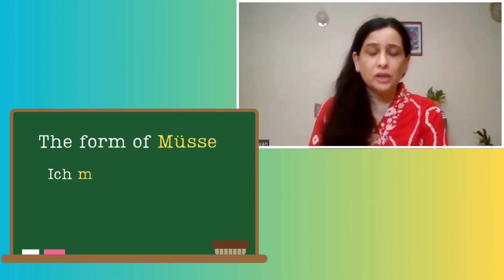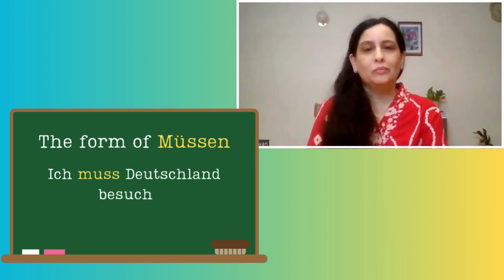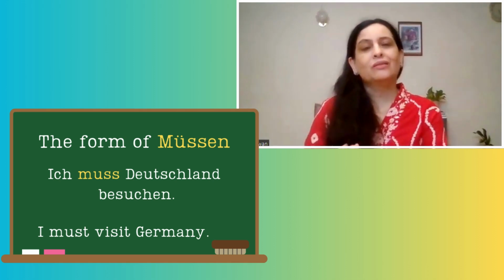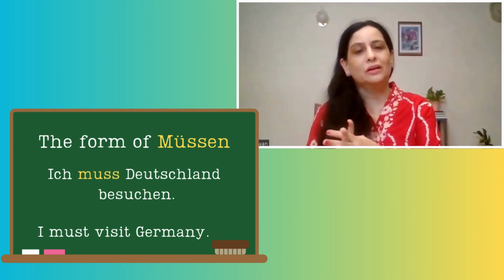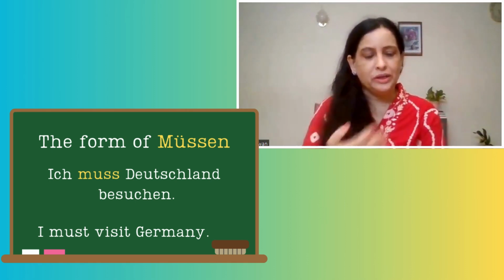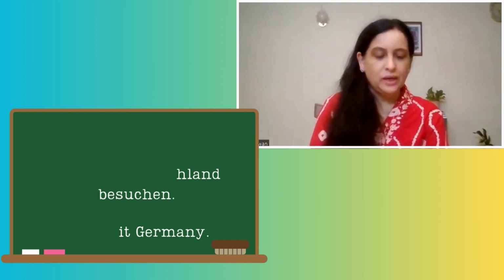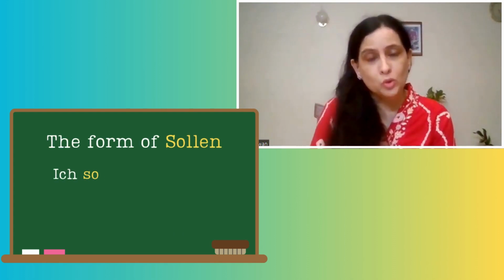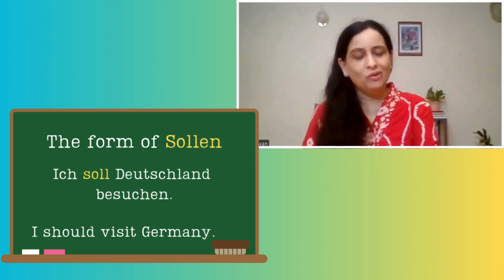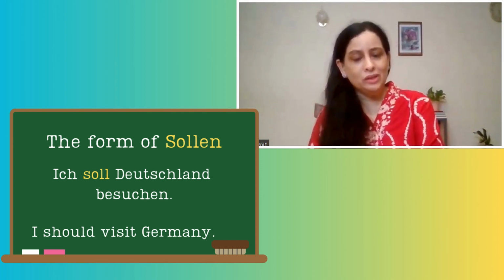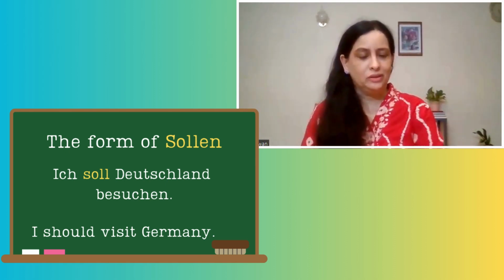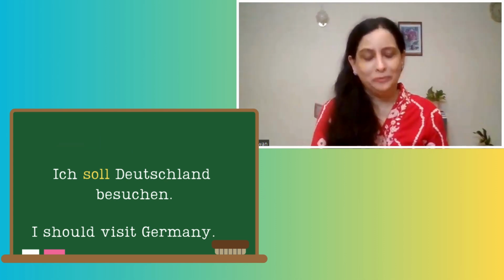The fourth one is Ich muss Deutschland besuchen, meaning I must visit Germany. We are using the modal verb müssen, meaning must, here in the form muss. Then the next one is Ich soll Deutschland besuchen, meaning I should visit Germany. Again, we are using the form of sollen: soll.